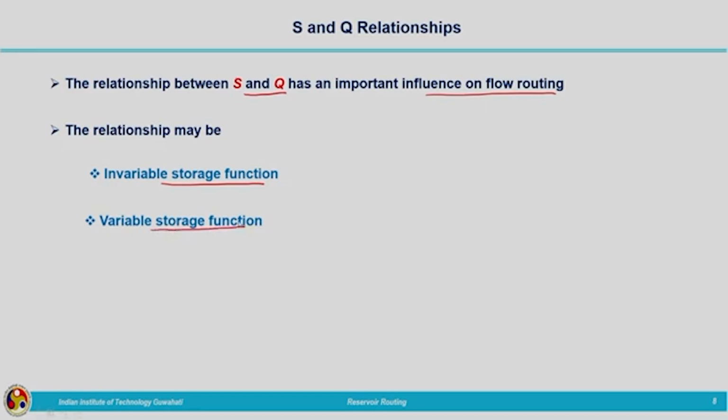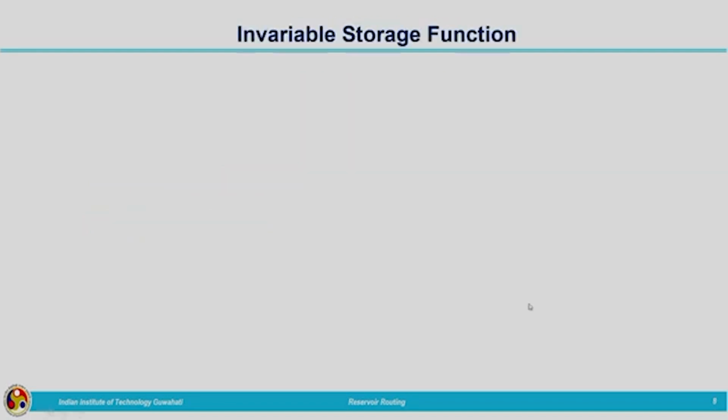Two types of storage functions can be considered. One is termed as invariable storage function, second one is termed as variable storage function. What are they? What is the difference between them? First one is the invariable storage function. It has got the form S is equal to F of Q. This we have seen in the case of reservoir.